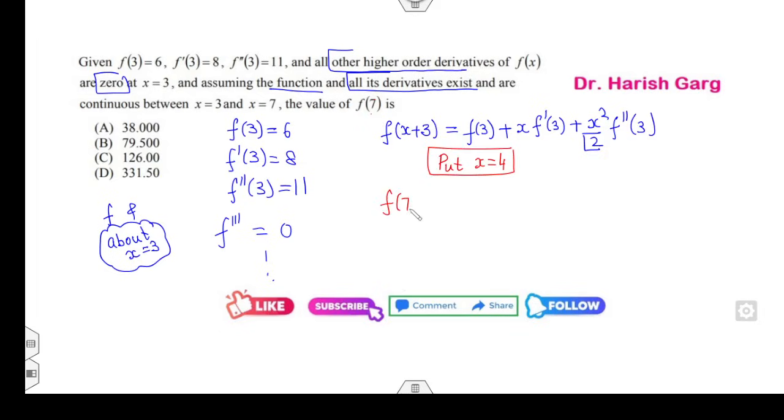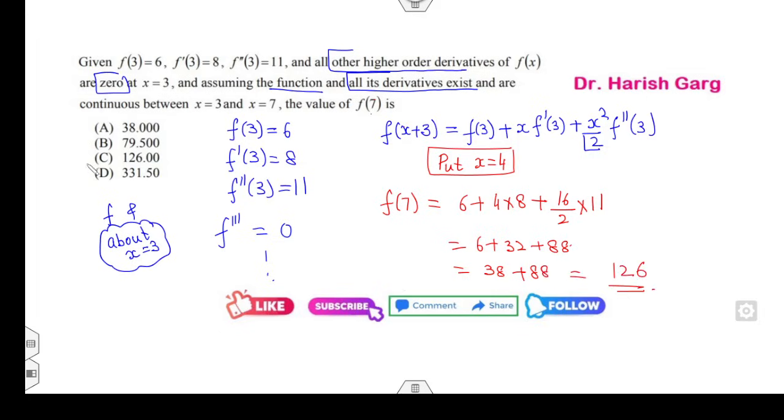So the left hand side is f7, which will be 6, 4 into 8, plus x is equal to 4, 16 by 2 into 11. Now you can do it by calculations, that is 32 plus 8, 88. 38 plus 88. 126 is the right answer of the problem.